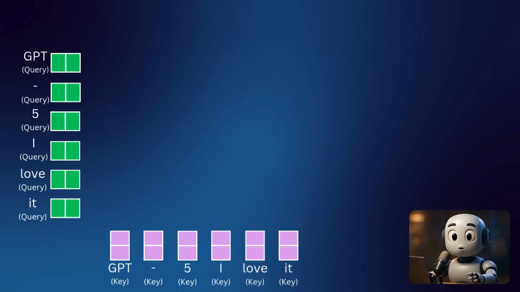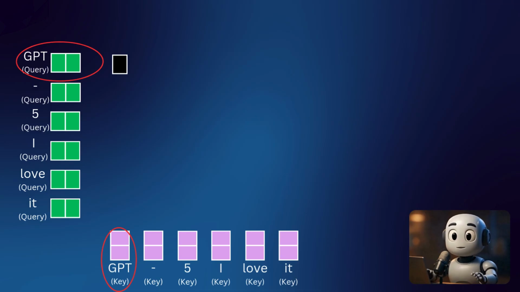So what do we actually do with these new lists? Well, let's start with the queries and the keys. What we're going to do is multiply the list of numbers, which is the query for GPT, with the list of numbers, which is the key for GPT. And this will give us a single number. It doesn't matter how long these lists are. They could be 10,000 numbers long.